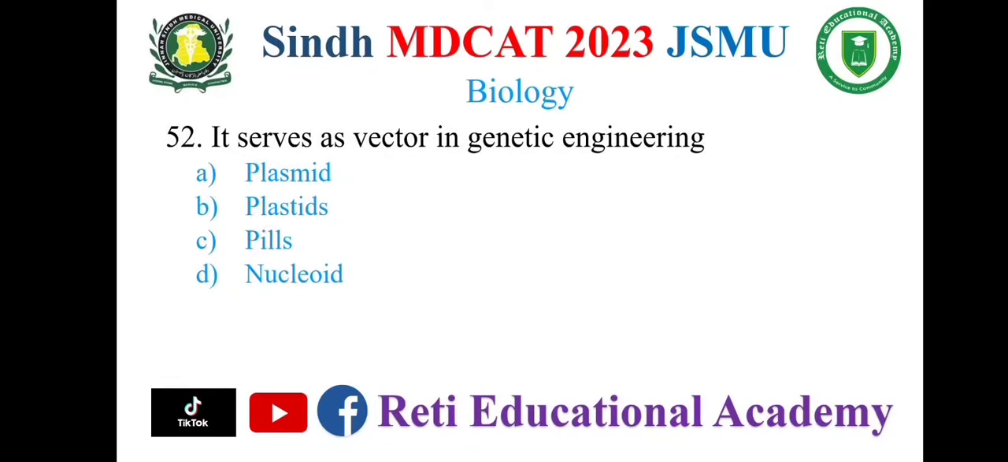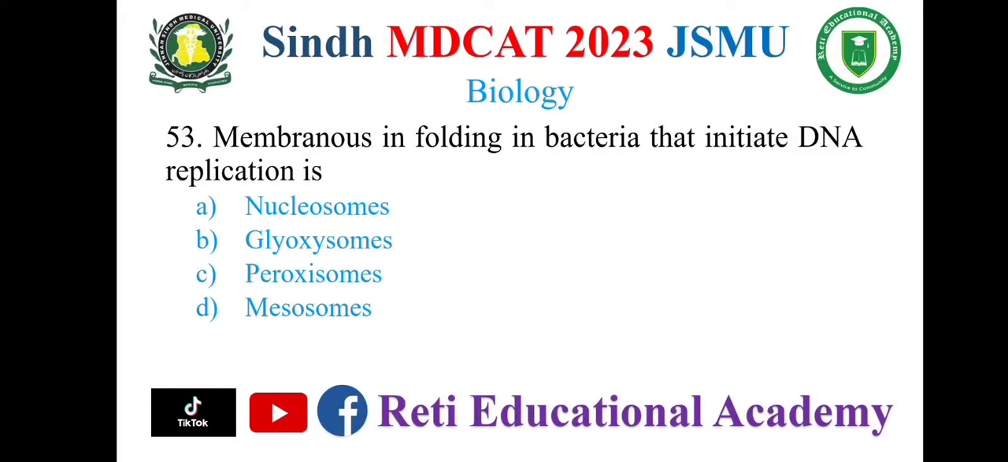Question number 52. It serves as vector in genetic engineering. A. Plasmid, B. Plastids, C. Pills, D. Nucleoid. And the correct option is A. Plasmid. Question number 53. Membrane infolding in bacteria that initiates DNA replication is A. Nucleosomes, B. Glycosomes, C. Peroxisomes, D. Mesosomes. And the correct option is D.